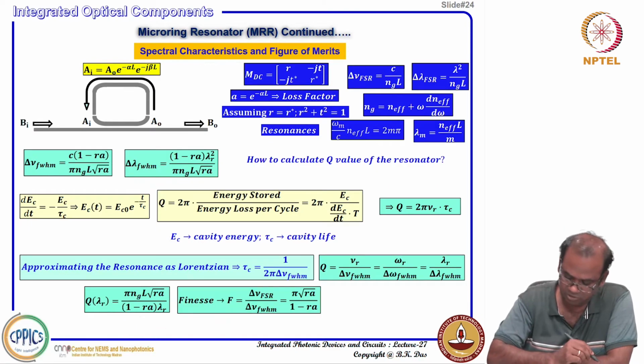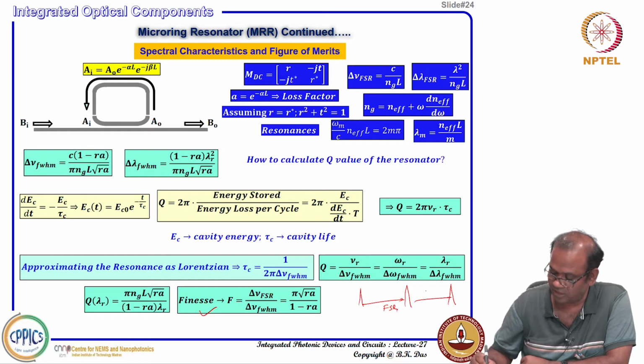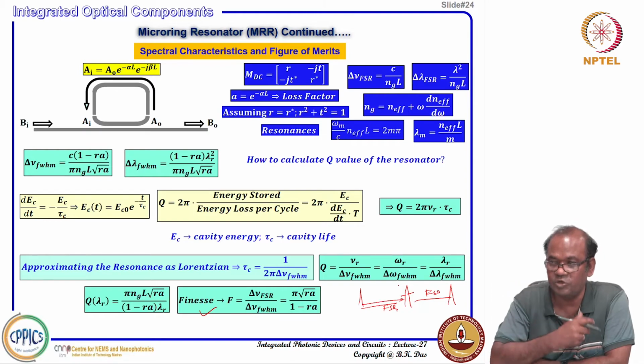You can express another figure of merit called finesse. You have a resonance wavelength here and a resonance wavelength here; the separation is called the FSR, free spectral range, and here you can get the 3 dB bandwidth. If you take the ratio of this FSR and 3 dB bandwidth, that is called finesse. Finesse actually gives how well you can resolve the resonance wavelengths.